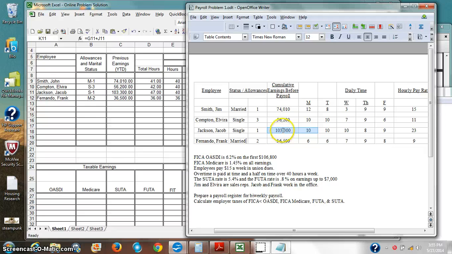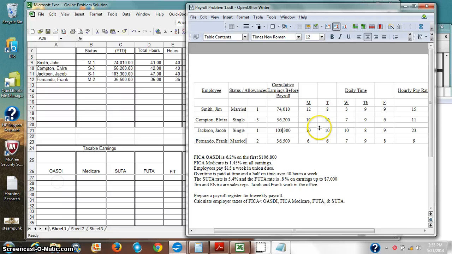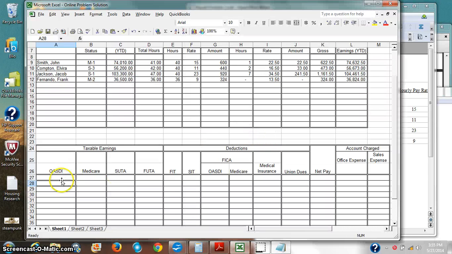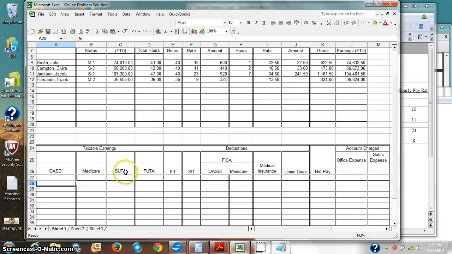However, if I cross this line here, then this value here would be a little bit lower than the gross earnings would be. So go ahead and put that in. And it looks like for all of these, it's going to be the same. So this one here will be 622.50, 473, and then for this one, 161.50. For this one, it'll be 324.